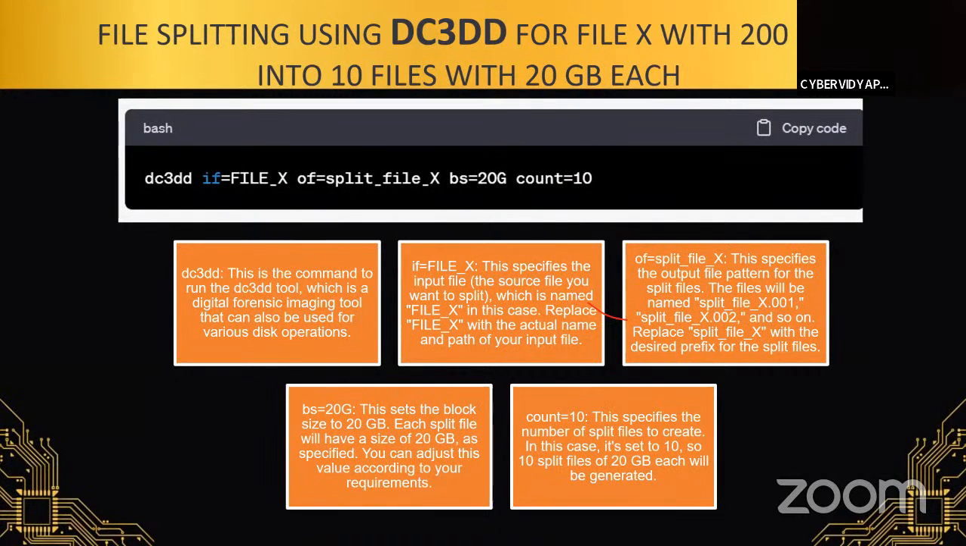Now here we are asking the dc3dd command to use a block size of 20 gigs, and 10 blocks of 20 GB will be equivalent to 200 GB. So you can see that the 200 GB file has been split into 10 files. The dc3dd command helps you particularly when you are taking a backup of a cloud, which has terabytes of information, and you want to make it readable.